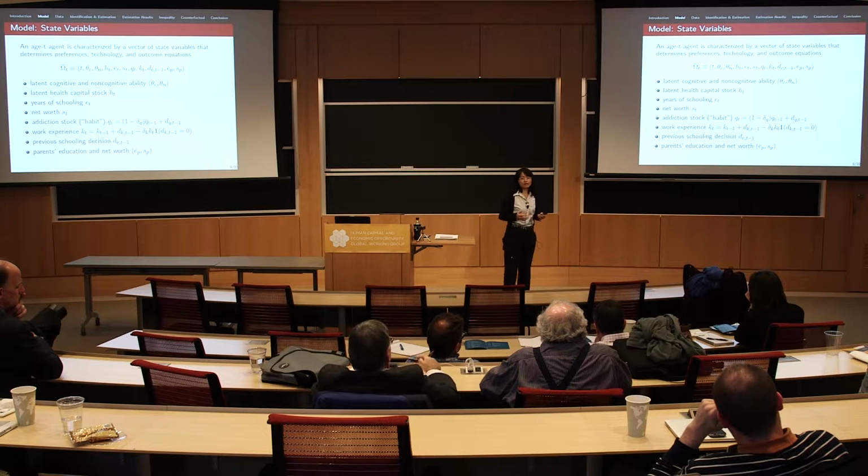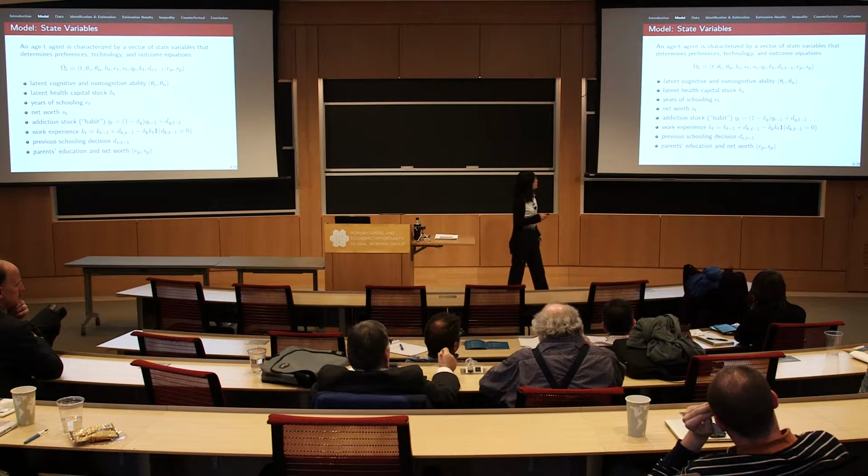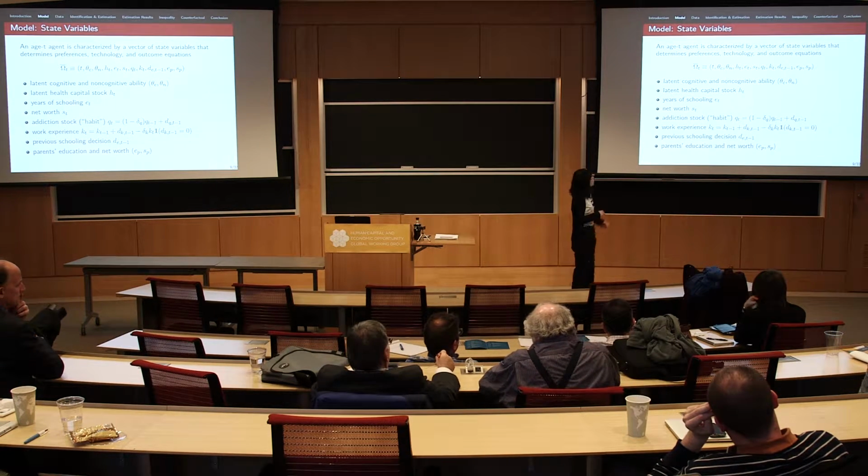Non-cognitive abilities are essentially your attitude towards risky behavior. We will have measures for these two latent abilities. And also we have health, H, which will be endogenously determined over time. Years of schooling will be accumulated, which is what I refer to as education. And we have net worth. And also little q_t, which is our addiction stock.